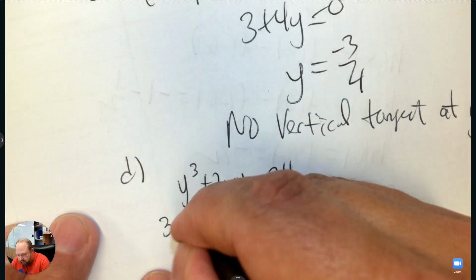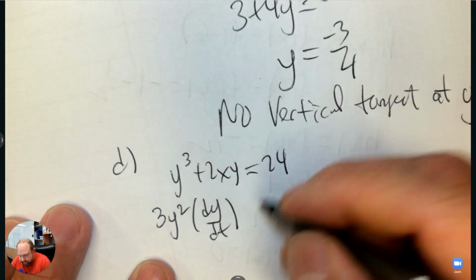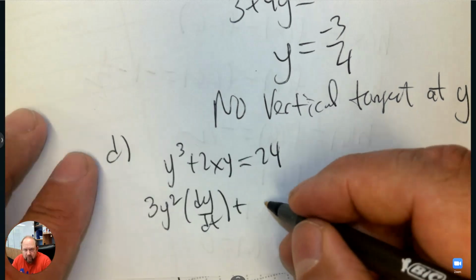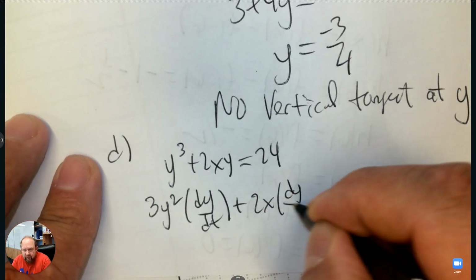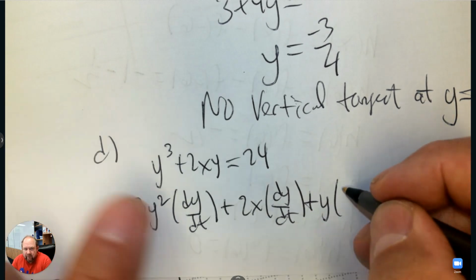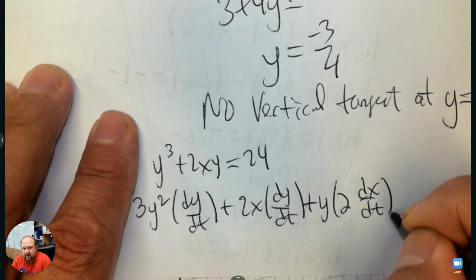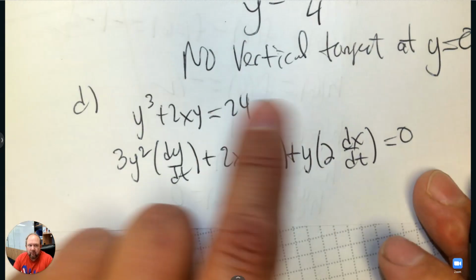The derivative here is 3y squared, but then it needs the hook dy by dt. This is the product rule. The first times the derivative of the second, it needs that hook, plus the second times the derivative of 2x, but it needs the hook dx by dt. And then the derivative of 24 is 0.